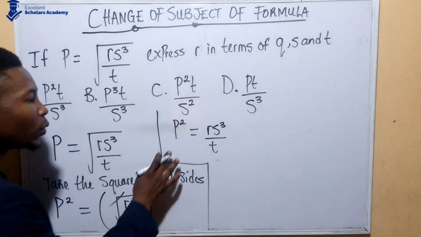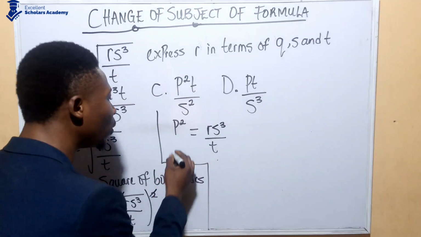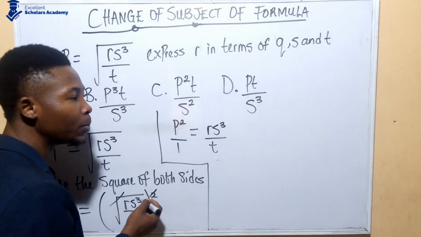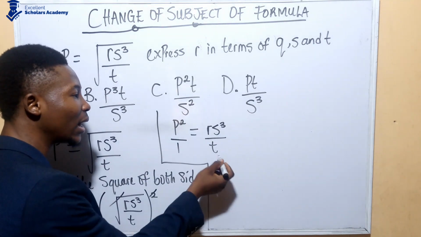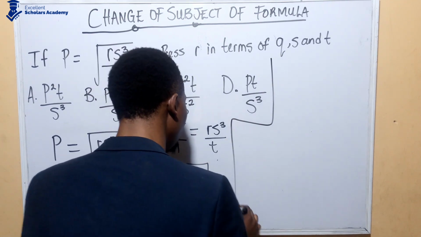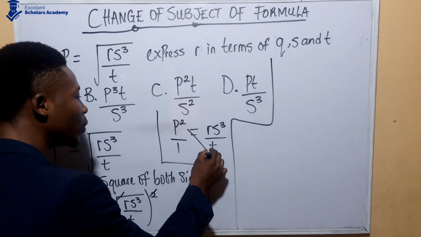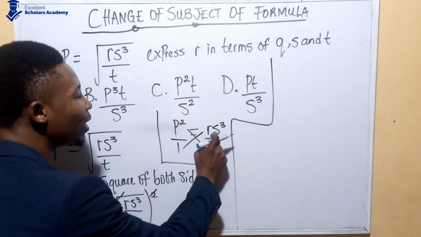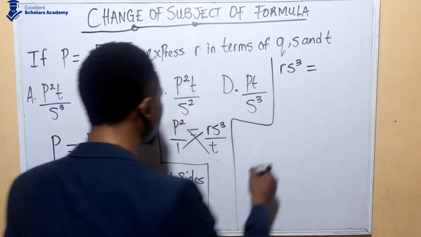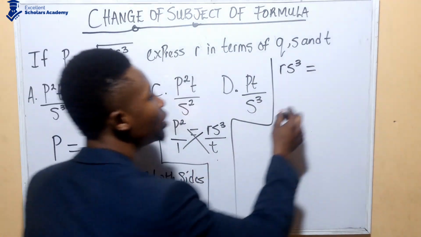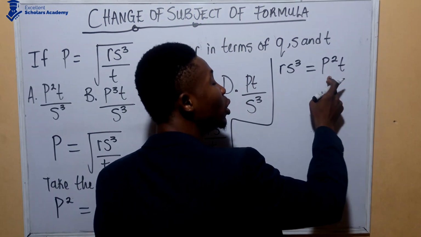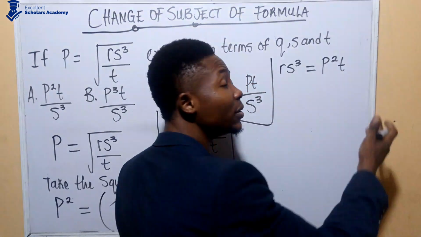All right? Now, from here, I can just put over 1 here and then cross multiply. P squared over 1 is still P squared. I can now cross multiply. So if I cross multiply, that becomes what? It becomes RS to the power of 3 times 1 gives us RS to the power of 3, is equal to P squared times T gives us P squared T. Why am I putting P squared before T? Because alphabetically P comes before T.